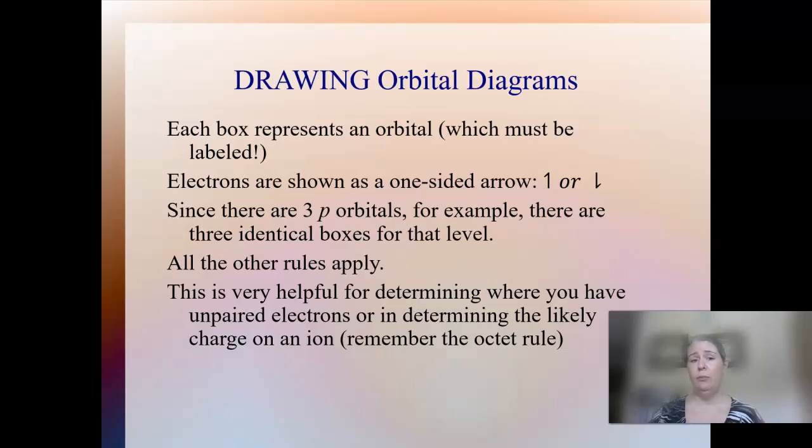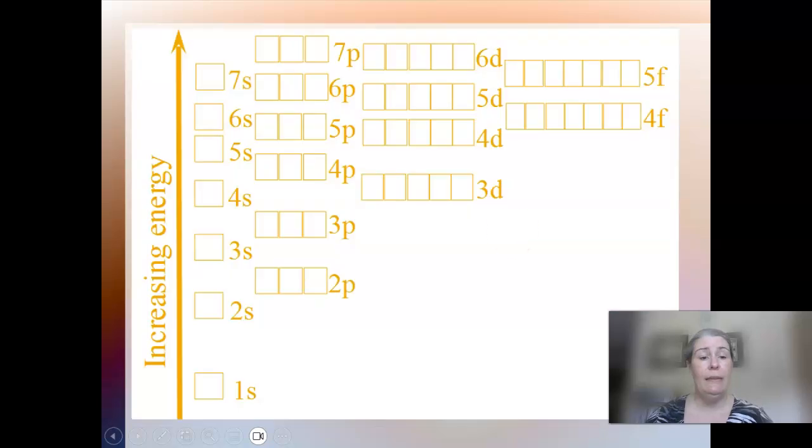The real point of an orbital diagram is it's really helpful for finding where I have unpaired electrons in a configuration, which is going to be important in describing some of the macroscopic properties, or determining the likely charge on an ion, whether it's easier to remove or to fill empty spots in an electron configuration. Of course, remembering that octet rule that we learned in first year. So here is the basic orbital diagram, all the way up for everything you would need on the periodic table.